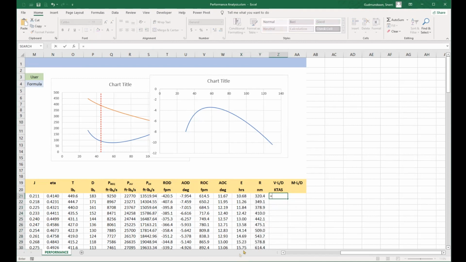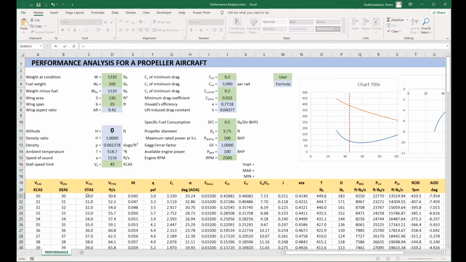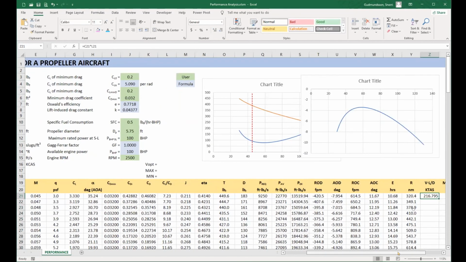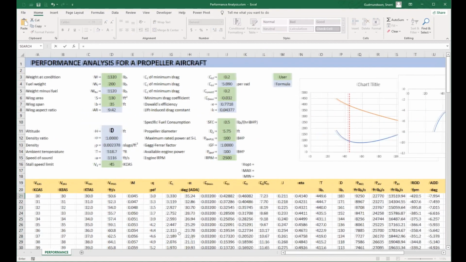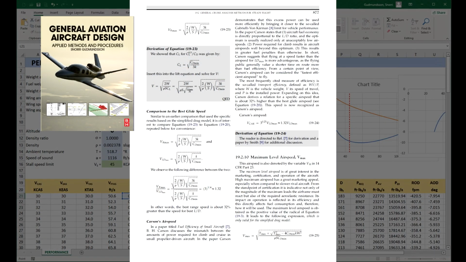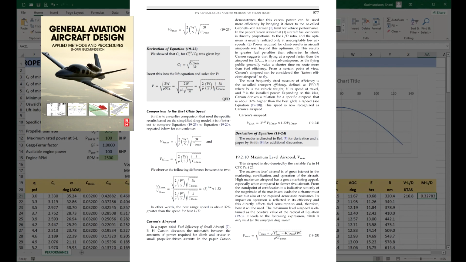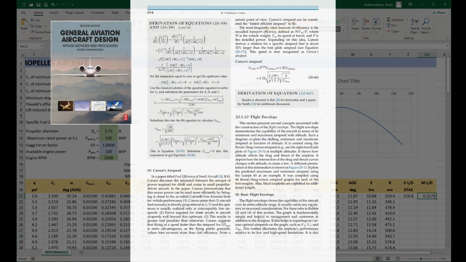The final two columns represent what is commonly referred to as Carson's products. Its maximum value represents cruise speed goals for jetliners. The maximum is sometimes called the fastest efficient airspeed to fly. It is given by equation 19-24 or 20-60. For more information, see section 19.2.9 in the first edition or section 20.3.9 in the second edition.